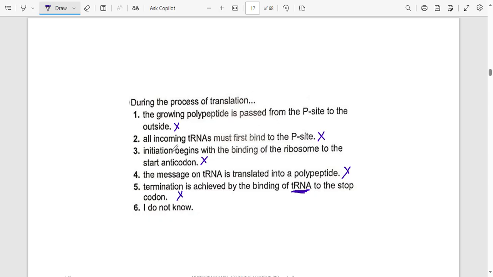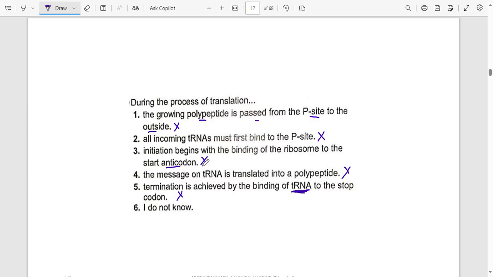So one of the options that you've marked wrong should be correct. The growing polypeptide is passed from the P site to the outside. Not really all incoming tRNAs must first bind to the P site. Initiation begins with the binding of the ribosome to the start anticodon, that is also not true. The termination is achieved by the binding of tRNA. This one was interesting, huh?